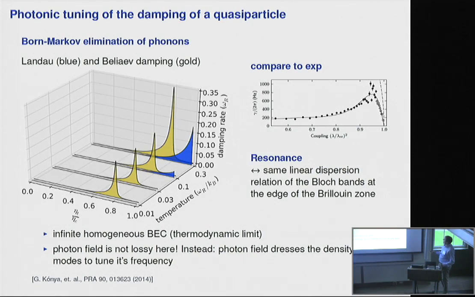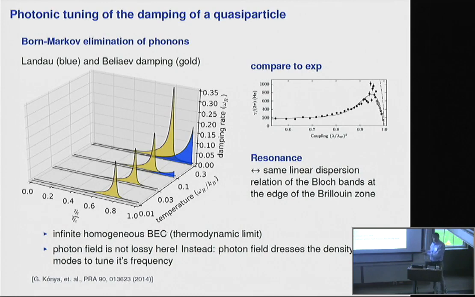So this calculation somehow explains the resonance that was observed in the experiment. Quantitatively, it's not very good. We don't expect to be very accurate quantitatively because of certain approximations we made in this calculation. We assumed an inhomogeneous BEC, an infinite BEC without trapping, and we didn't take into account that the photon field is lossy. So there were several drawbacks of this model.